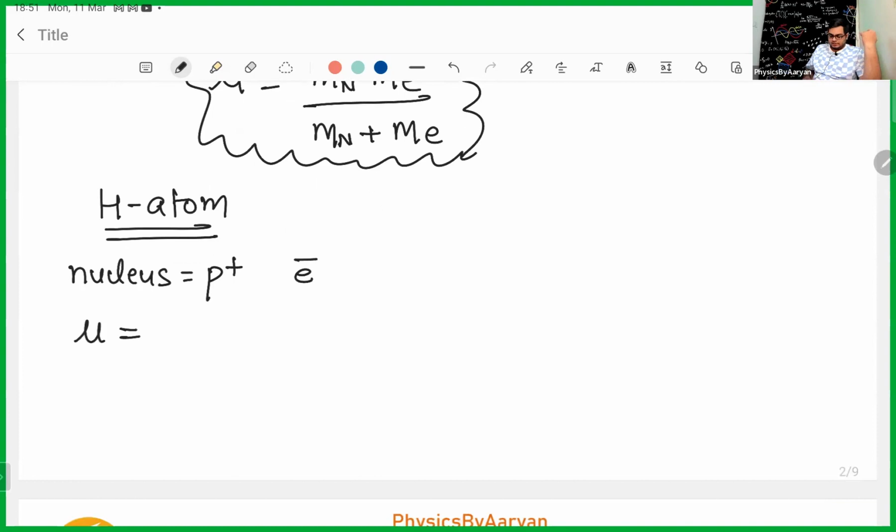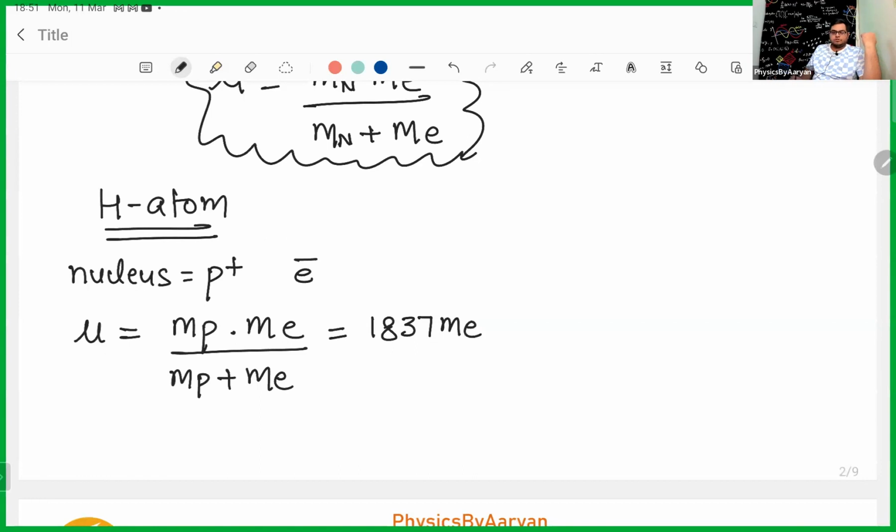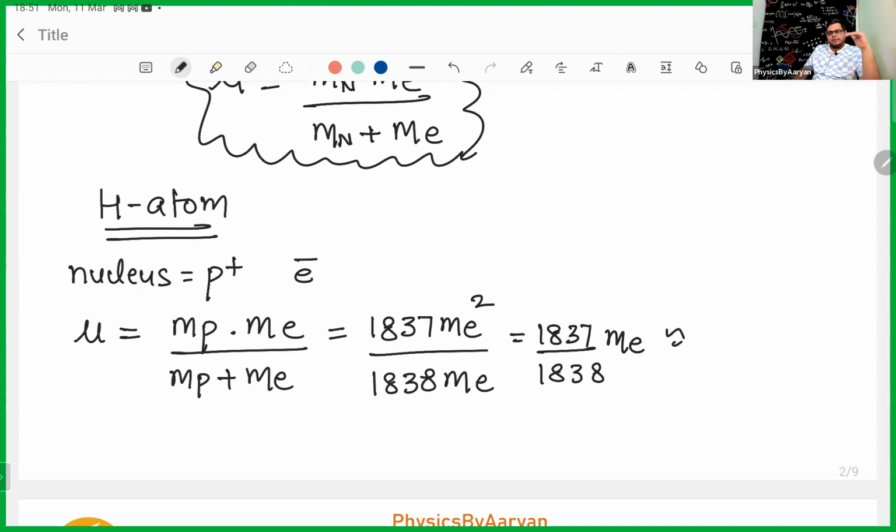Reduced mass can be written as mass of nucleus, which is basically mass of proton, into mass of electron divided by mass of proton plus mass of electron. Now how do we write mass of proton? Mass of proton is 1837 times mass of electron. And there is one mass of electron already, so I will square it, and in the denominator I will get 1838 times mass of electron. So basically you will get 1837 by 1838 mass of electron, which is roughly equal to mass of electron. This thing will be very, very close to 1.